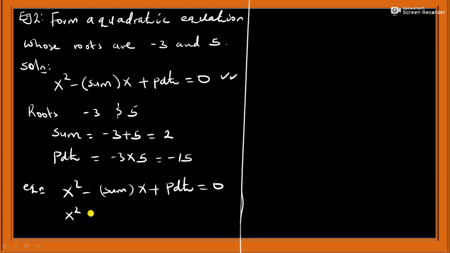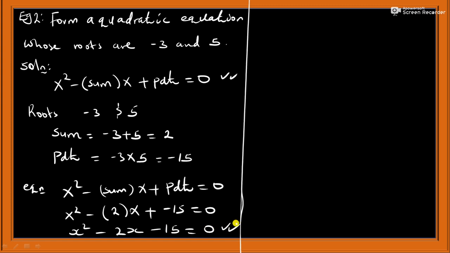equals 0. So we shall have x squared minus our sum, which is 2, multiplied by x, plus our product, negative 15, should be equal to 0. So eventually we shall have x squared minus 2x minus 15 equals 0. So this is the equation whose roots are negative 3 and 5. Good. Please make sure you understand this very well.